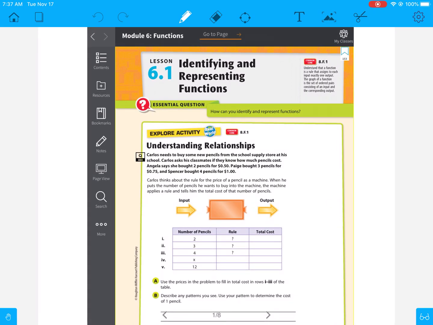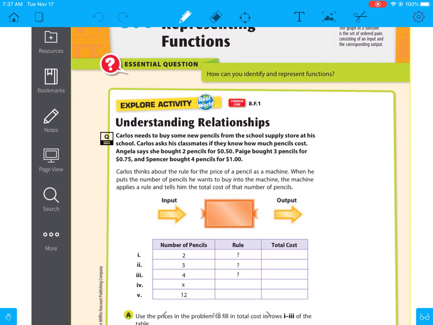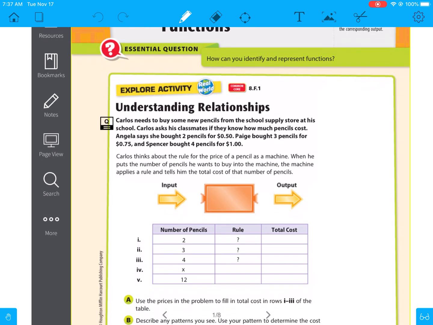Hello, Pre-Algebra class. This is Module 6.1, Identifying and Representing Functions. Our essential question is, how can you identify and represent functions?